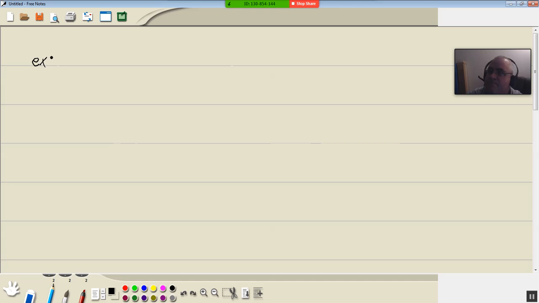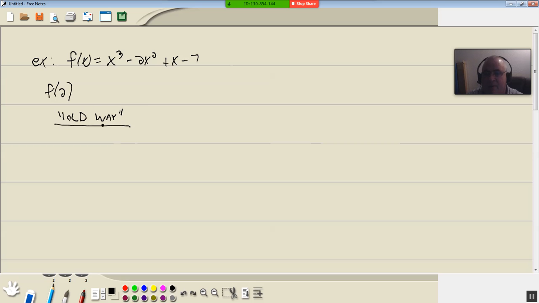Let's say we have f of x is equal to x to the third minus 2x squared plus x minus 7. And we want to find f of 2. Well, our old way. This has nothing to do with remainder theorem, I'm just helping you see the connection.